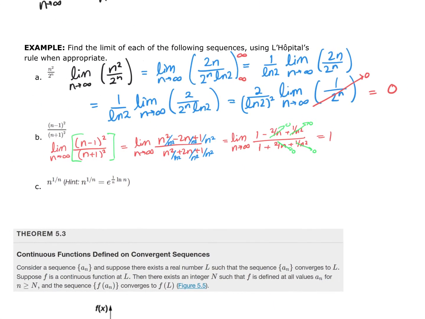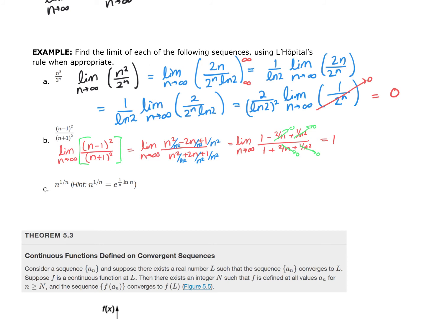Now, if I was asked to decide whether or not these converge, this is equal to 0. It's a number, so this converges. This is equal to 1, so this converges.